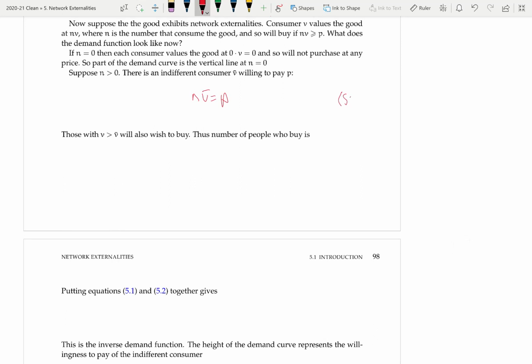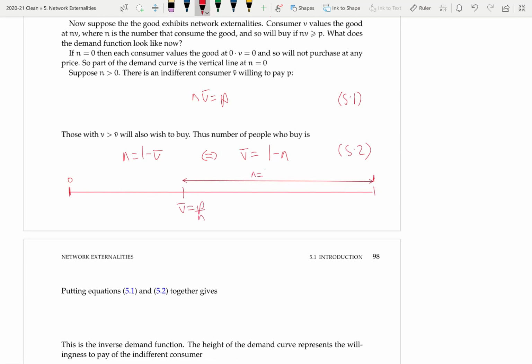Let's call this equation 5.1. Everyone with a V larger than V bar will choose to buy. So the number of people who buy will be 1 minus V bar. We can rearrange this equation to make V bar the subject, and we'll call this equation 5.2. So just as before, we can find our indifferent consumer, V bar. In this case, V bar is equal to P over N, and the number of consumers is 1 minus V bar.